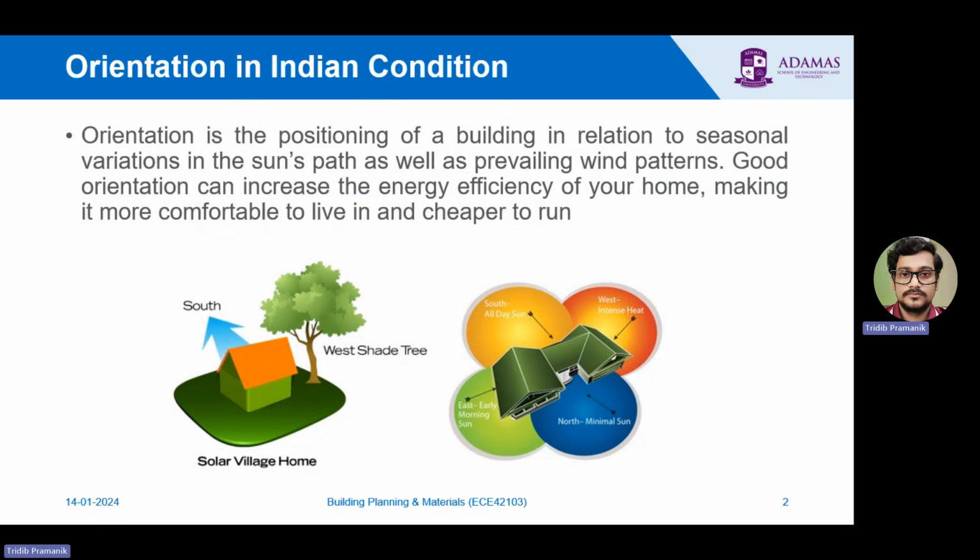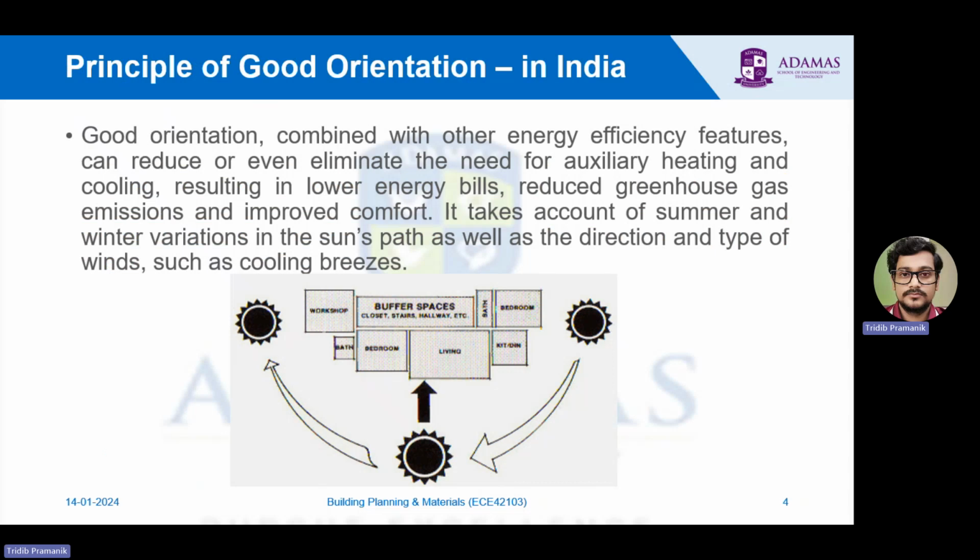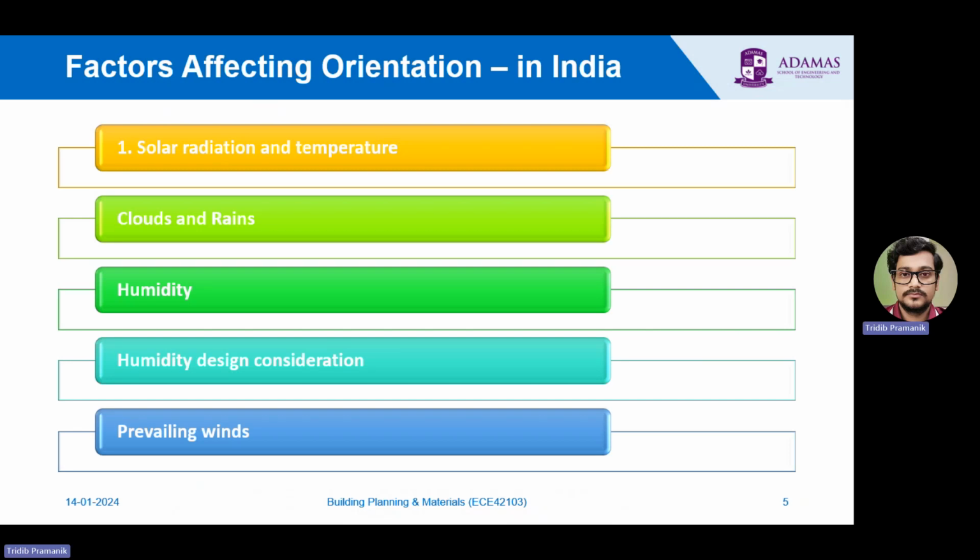So first we discussed different factors for site selection. Then we discussed orientation in Indian conditions. Here are the objectives for orientation of different parts of any building. And this was the principle for good orientation, and that too for India. And lastly, we discussed different factors which generally affect the positioning or orientation of different parts of any building. These 5 points we have already discussed in our previous lecture.